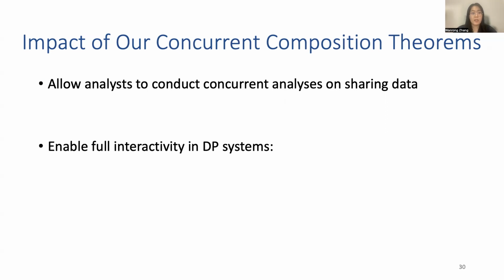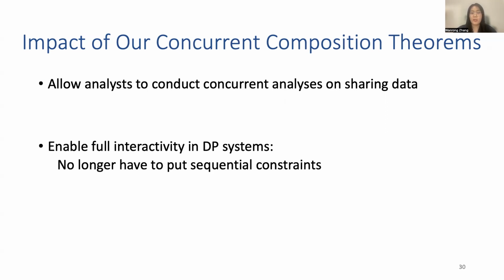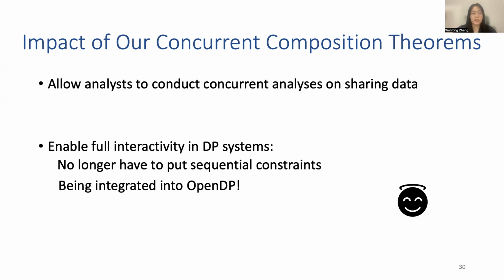And second, it can enable full interactivity in DP systems. So we no longer have to put sequential constraints. Now we can split our budget into multiple parts and do arbitrary things in each part in whatever order we want. And we are happy about this new feature of interactivity. And this work is currently being integrated into OpenDP, and it also affects all the DP software systems.